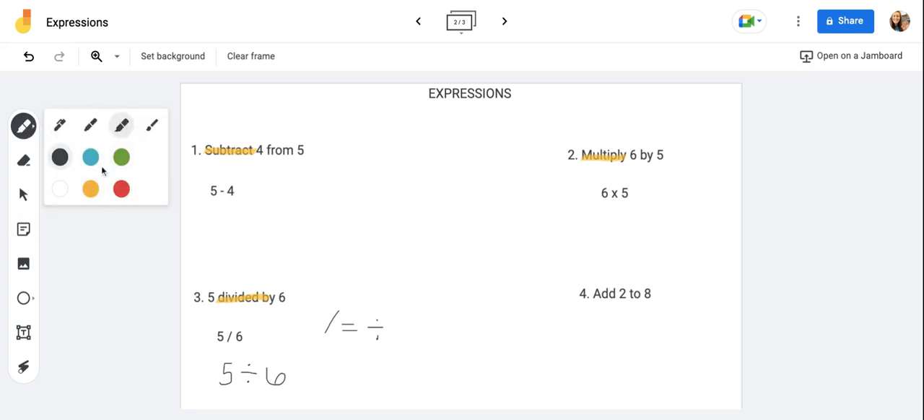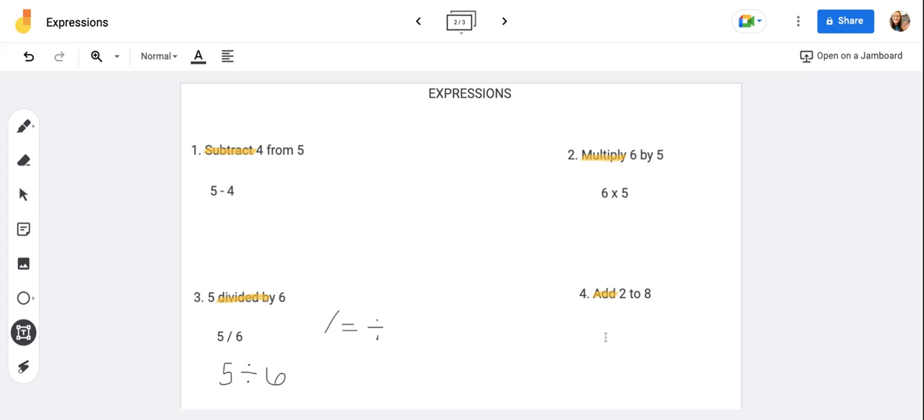Last but not least, on these expressions, we have add 2 to 8. So again, I'm going to highlight my math word, which is add. And in this problem, all I have to do is add 2 and 8. So I can do 2 plus 8 as my expression right there. Okay. Any questions on those so far? And we're going to go ahead and look at a few that are just a little bit more challenging.